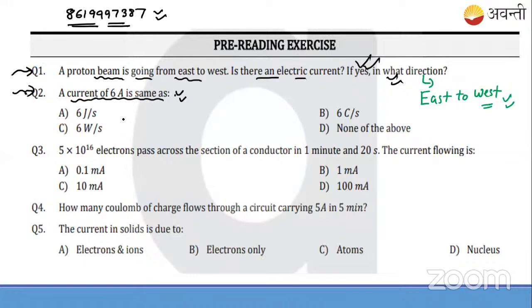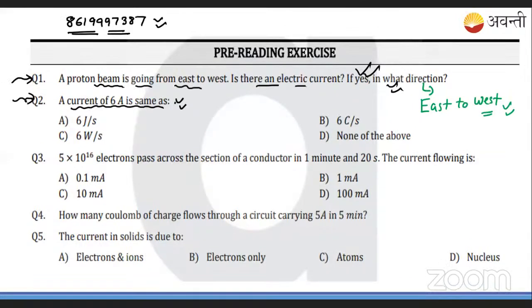Okay, so now let's see this. If you see the definition of current properly, what does the definition of current say? Definition of current says like this. Current is charge upon time. Current is charge upon time.